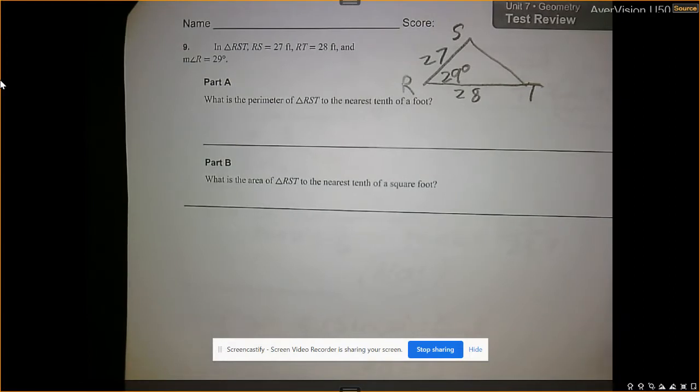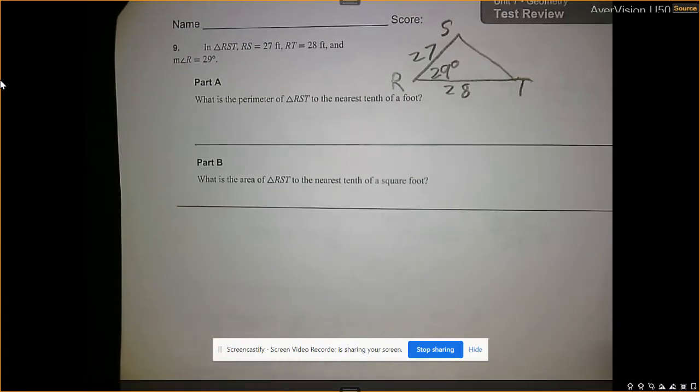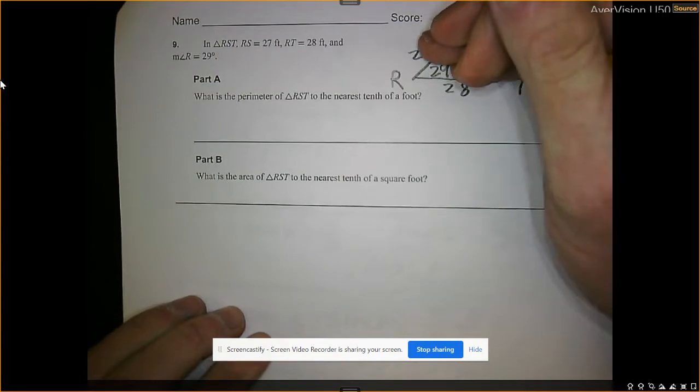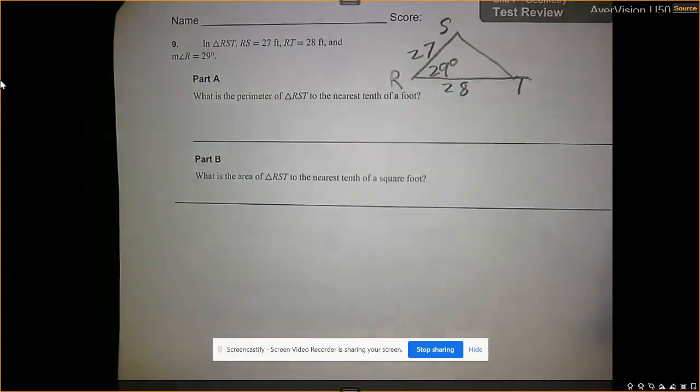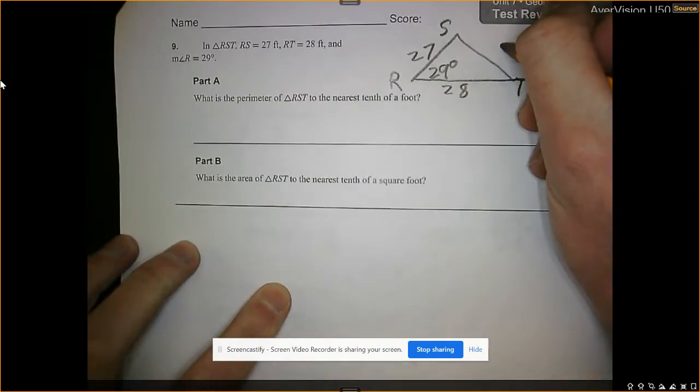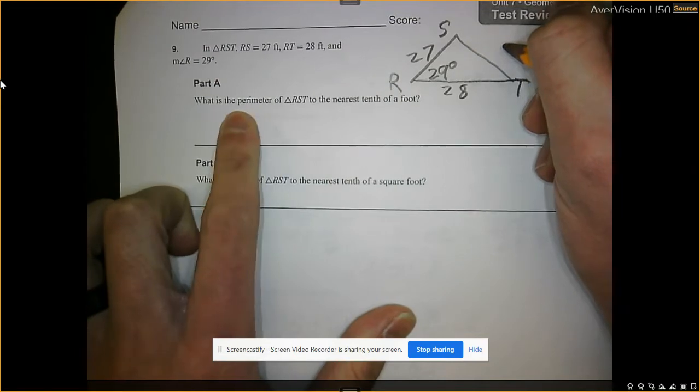From there, you are going to have to use the law of cosines, which is everyone's least favorite thing to do because it's a big formula. But whenever you have a side or two sides with the angle between them, and that's it, you have to use the law of cosines. We're trying to find this side because we need the perimeter.